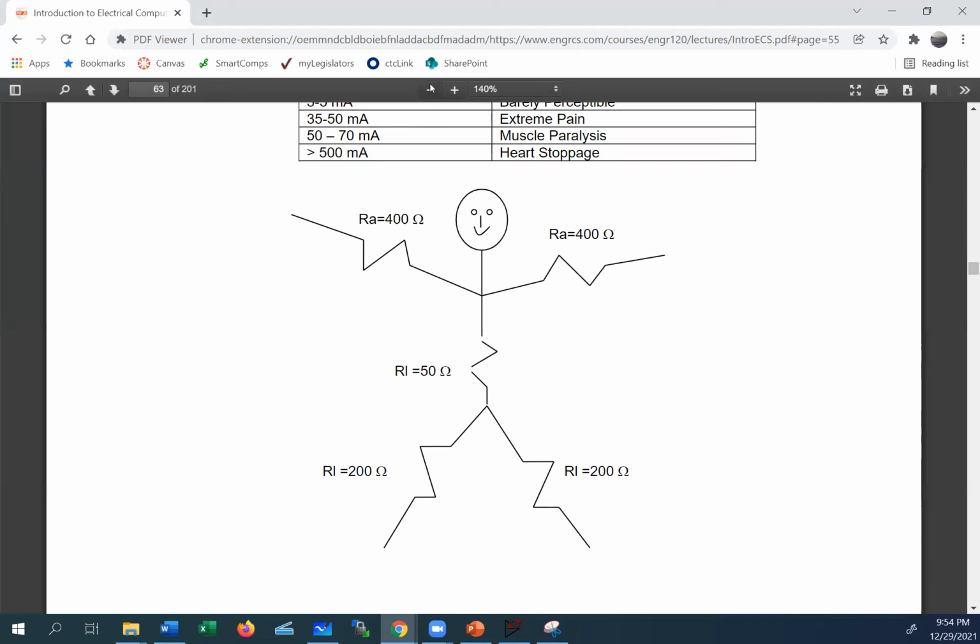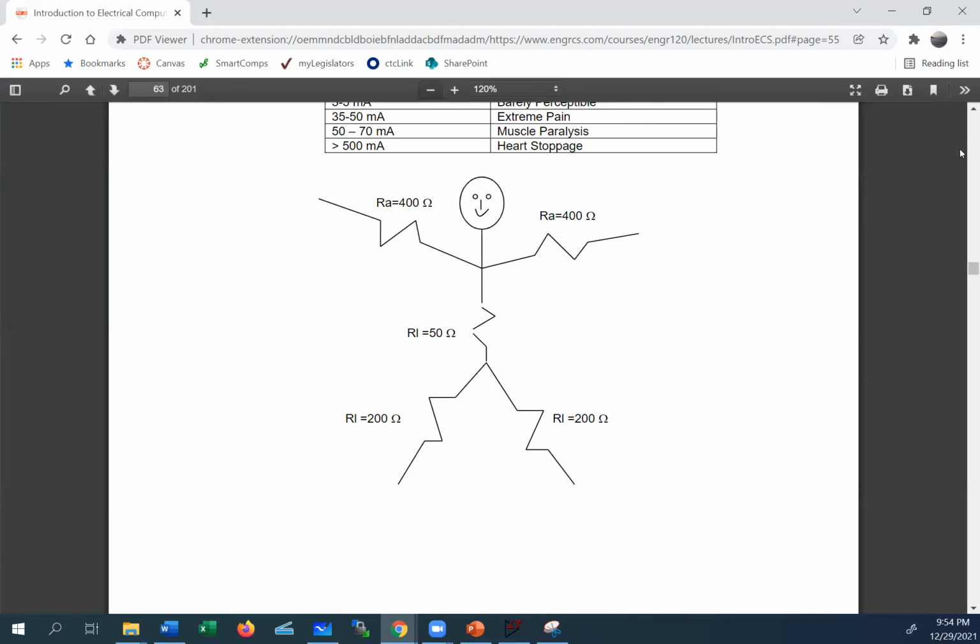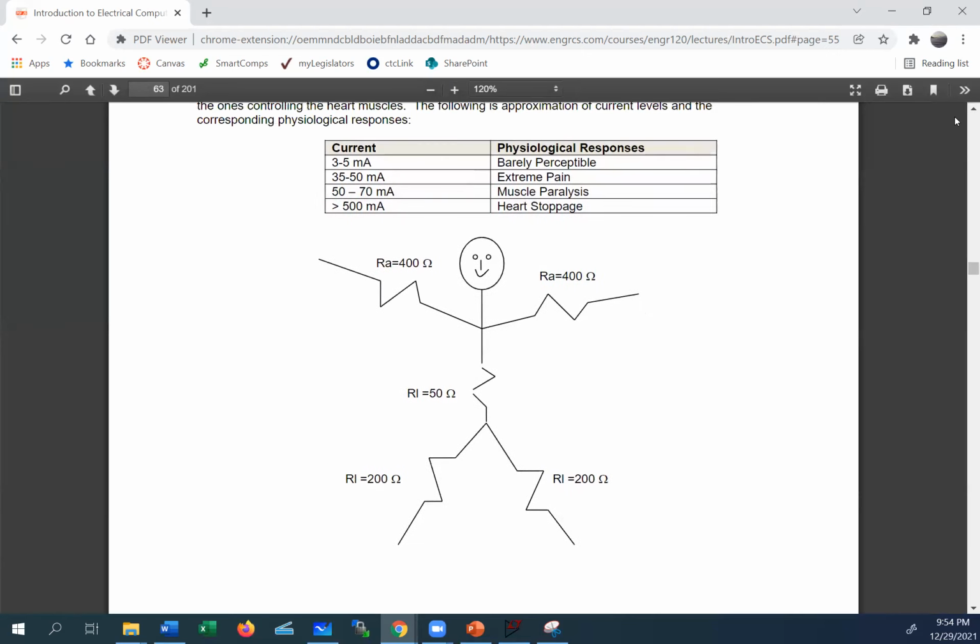And then there have been physiological studies done on humans. They know, for example, if you get electricity through your body, depending on how many milliamps go through your body, how does your muscle react? If it's 3 to 5 milliamp, you barely notice it. 35 to 50 milliamp, you get some pain. Extreme might be a strong word. 50 to 70, your muscles are paralyzed. You might have heard of people who accidentally touch an electric wire and can't let it go. That's because their muscles have contracted and they have no control.